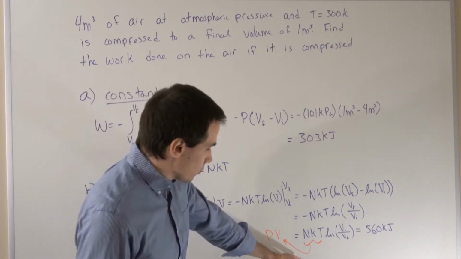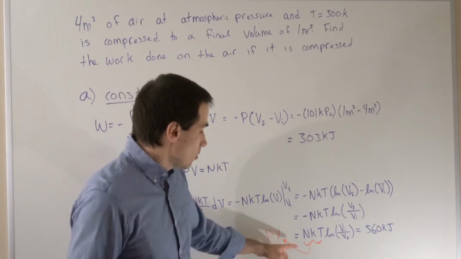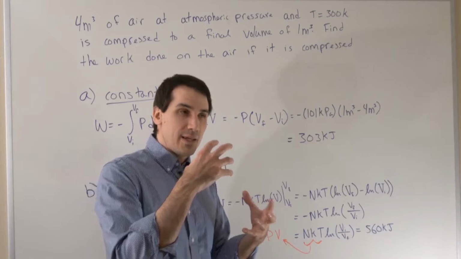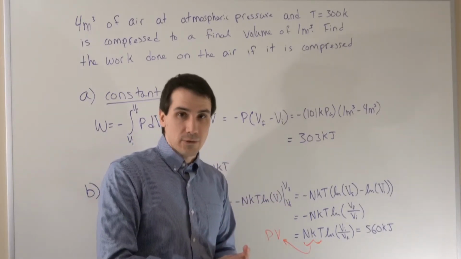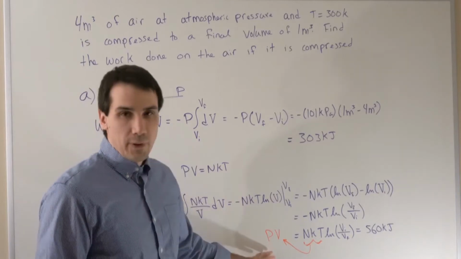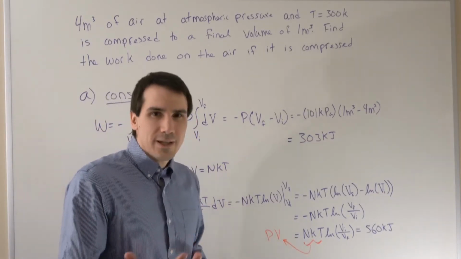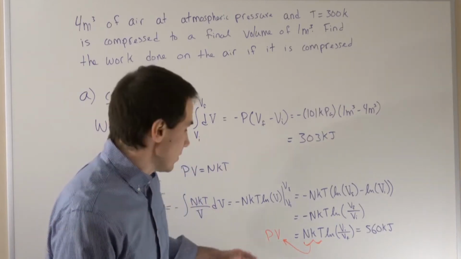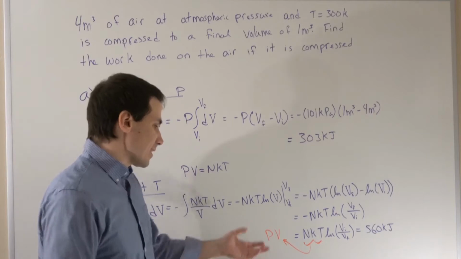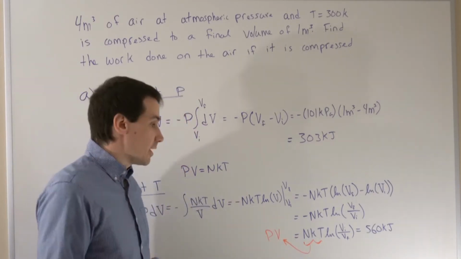And then the final math trick was that we realized that nKT is just P times V. Because T never changes, PV, the product of pressure times volume, never changes. And so we can just use the initial pressure and initial volume here instead of nKT. We could have used the ideal gas law to calculate n and then found nKT, but it's slightly more efficient to just realize that this nKT is PV.